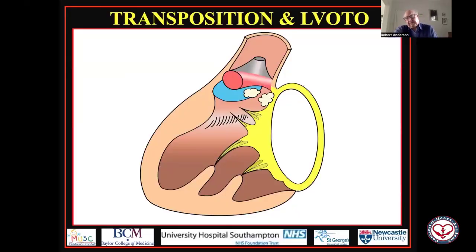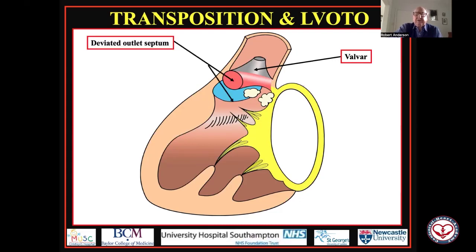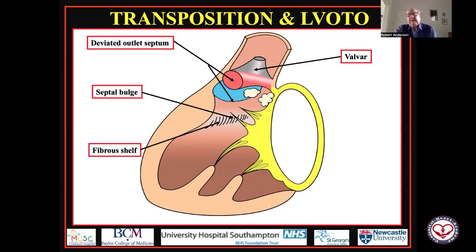So then, the next feature, obstruction of the left ventricular outflow tract. Now that can be valvar. We can have valvar obstruction, be the septum intact or deficient. But a particularly important feature in the setting of a ventricular septal defect is caudal deviation of the muscular outlet septum. There can also be bulging of the ventricular septum, and that can be made much worse by the presence of a fibrous shelf. And very shortly, Diane will illustrate to you the fibrous shelf.